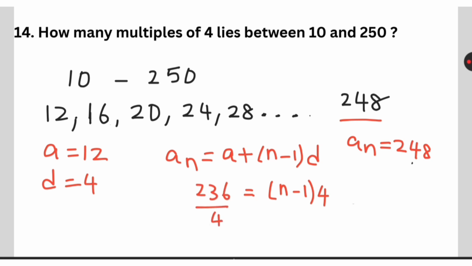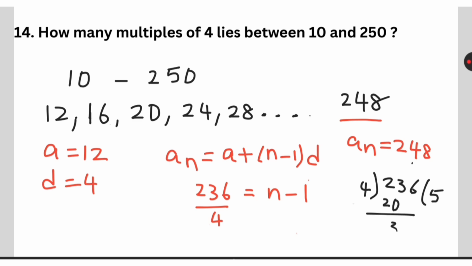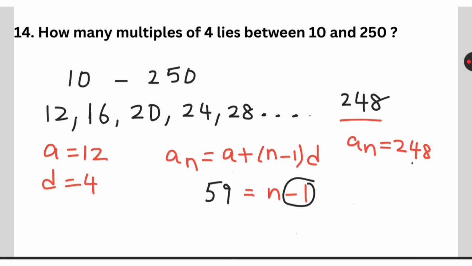So now divide by 4 on both sides. This 4 and 4 get cancelled, so the right hand side will be left with only n minus 1. And now divide 236 by 4. 4 5s are 20, subtract, we get 3, then bring down 6. 4 9s are 36. 4 times 59 is 236. Here we have a minus 1 sent to left hand side. So 59 plus 1 is equal to n. So the n value, that is the number of multiples, is 60. There are 60 multiples of 4 between 10 and 250. Let's see the 15th question.